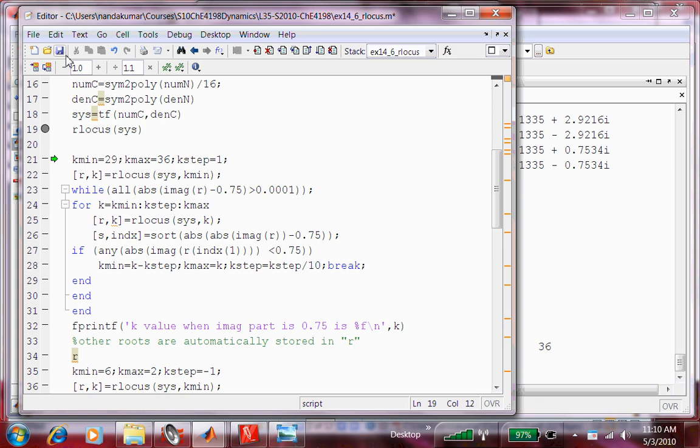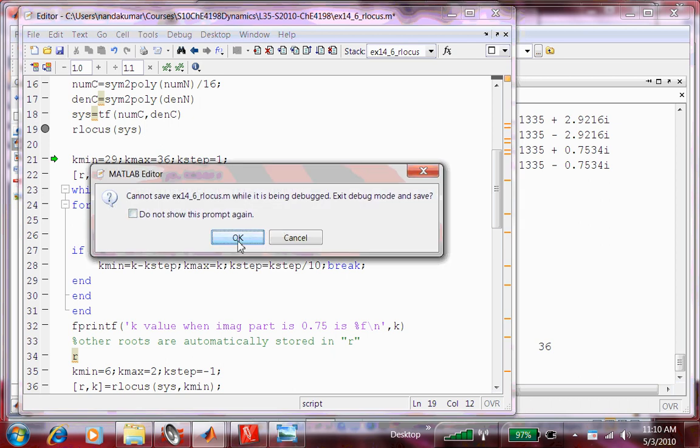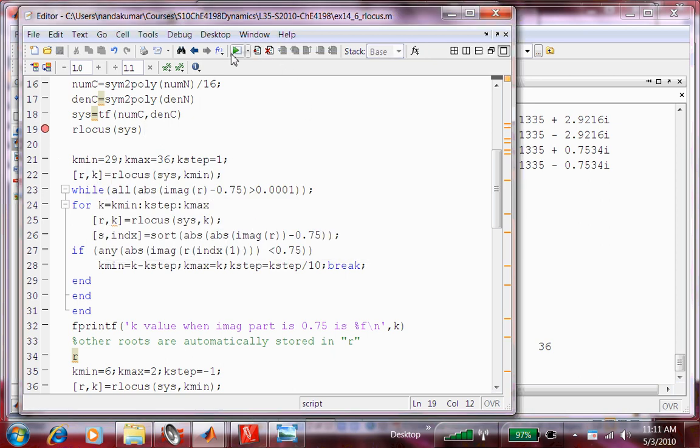Now I need to save this. I made the change to this, run it again. Pick a point and then, okay. So I did the search graphically and I found out that somewhere between 29 and 36, there is a value change. So 0.75 occurs somewhere in between. So in line 21, what I'm saying is, I'm going to start searching from 29 to 36 in steps of 1. So kmin is my minimum value of the search, kmax is my maximum value of the search. Kstep is the step increment.